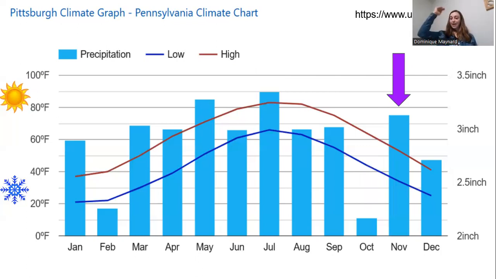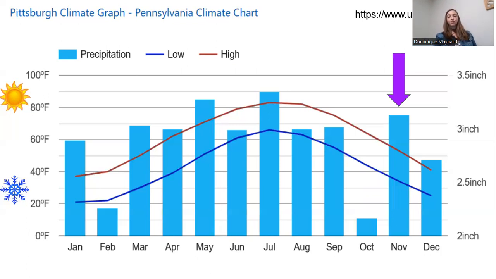Yeah, spikes back up again. The amount of precipitation goes back up. But what else do we notice? As precipitation goes up, the temperature goes down. Yeah, so even though we have more precipitation, temperature is starting to go down. What do you think that means? November, we get some rain, some snow. Yeah, that's right. All that is precipitation.